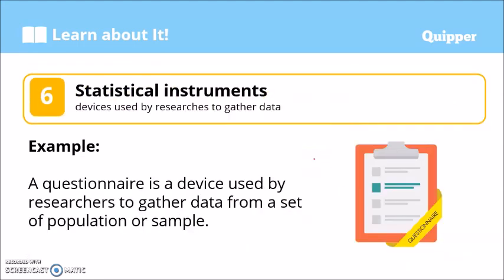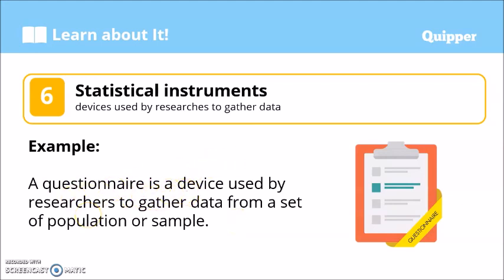In statistics, we also have what we call statistical instruments. These are the devices used by researchers to gather data. Okay? In order to collect data, they are going to use statistical instruments. Sometimes it is called research instruments. Example, a questionnaire is a device used by researchers to gather data from a set of population or sample. So, madalas ginagamit ito sa survey, yung questionnaire.